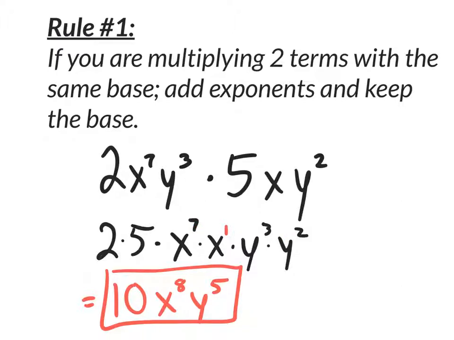Now, I already gave you the reason why the rule exists. X to the seventh, that's really x times x times x, 7 x's, and 1 more x is a total of 8 x's being multiplied together. Y to the third, that's y times y times y, times y times y, that's a total of 5 y's that you're multiplying together. That's your answer. Let's move on to rule number 2.